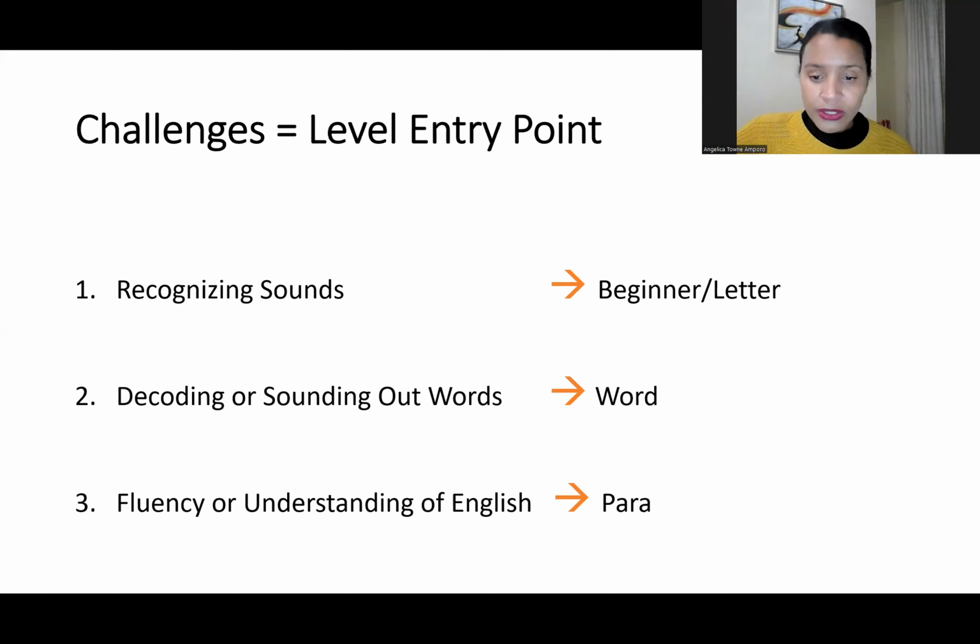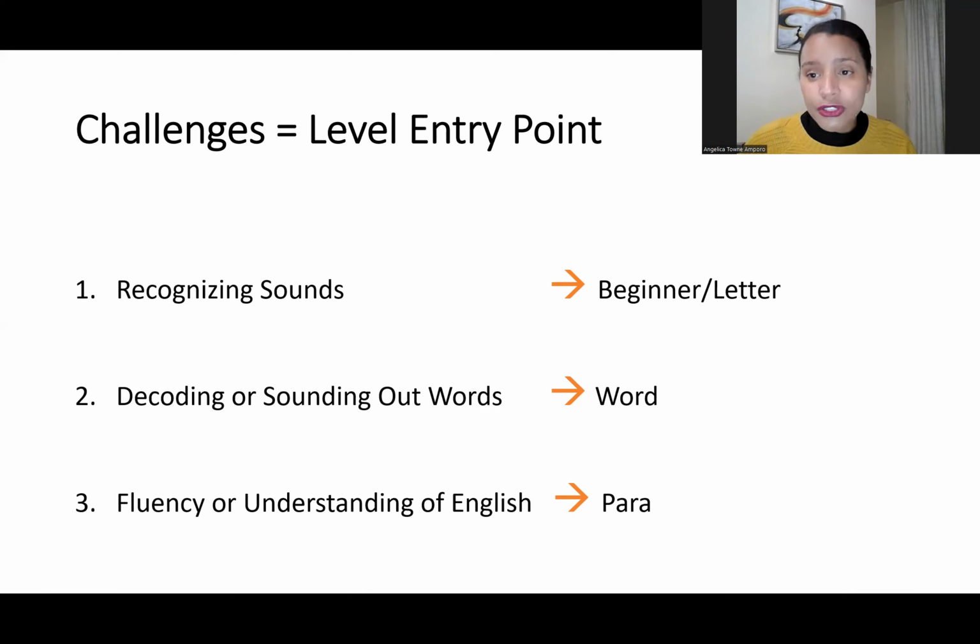So if you get your child who's at beginner letter or word level or paragraph level, they correspond exactly to these challenges, right? If you are at beginner in letter, you struggle to recognize sounds. If you're at word level, you struggle to read more complicated words, right? Which is why you can't get into a paragraph. And if you're stuck at paragraph level, that means you struggle with fluency.